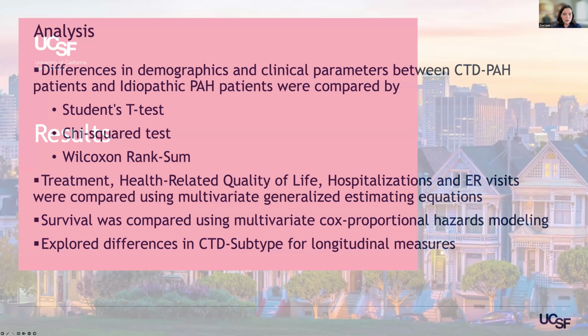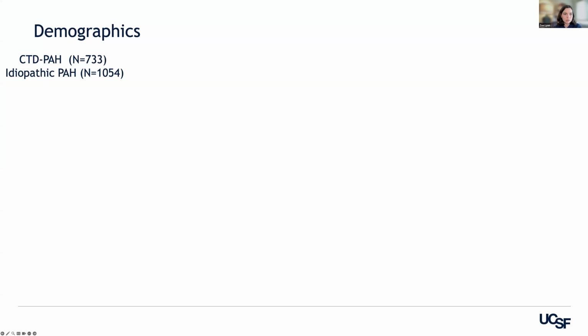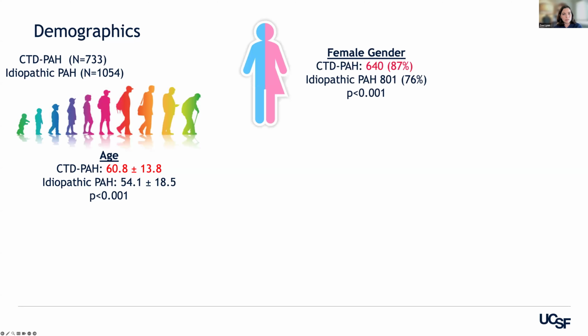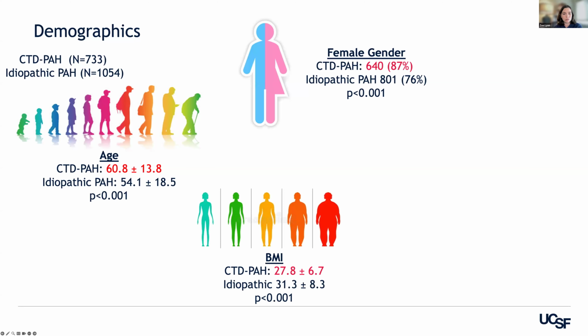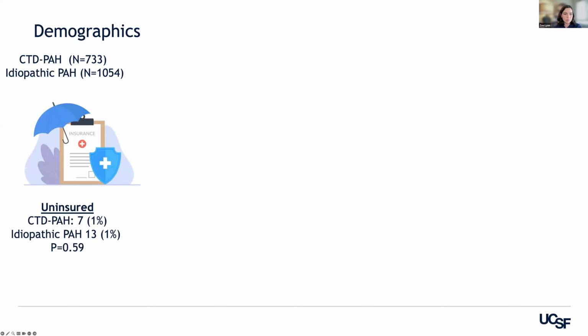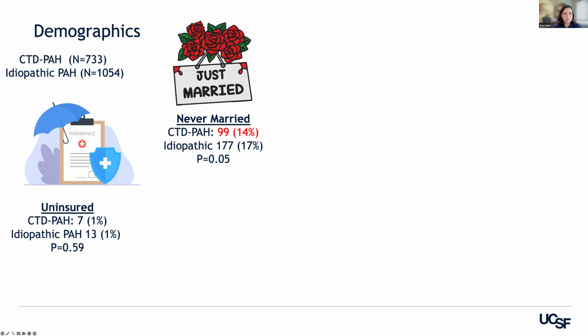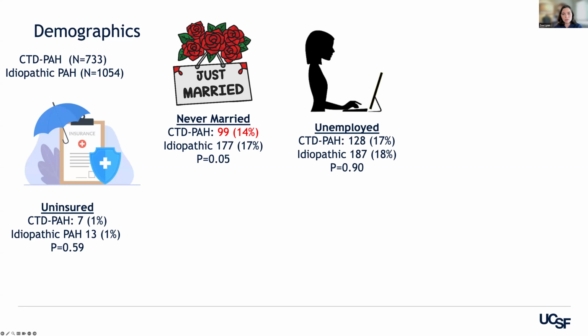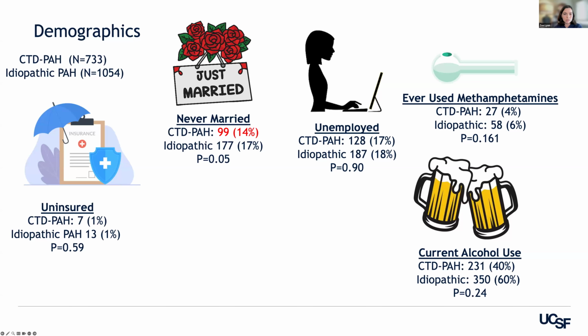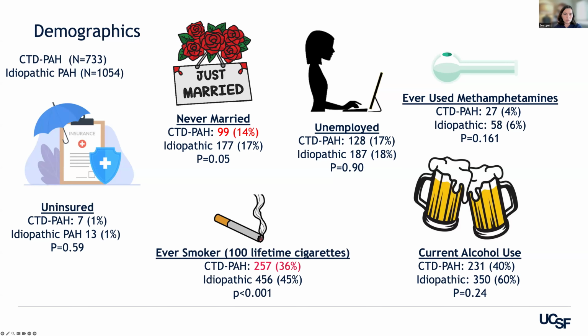So what did we find? CTD-PH patients tend to be older. They're more likely to be female. They represent a group with a lower BMI. We found no significant differences in racial or ethnic background. There was no difference in insurance status. CTD-PH patients were more likely to never have been married. There's no difference in unemployment rates, no difference in drug or alcohol use, and CTD-PH patients were less likely to have had a history of smoking throughout their lifetime.